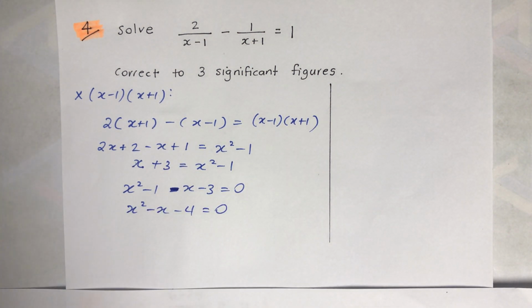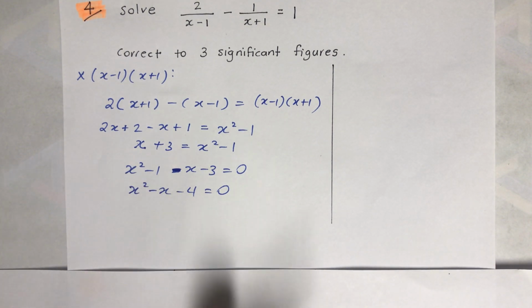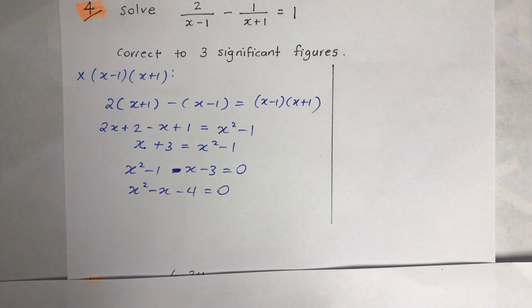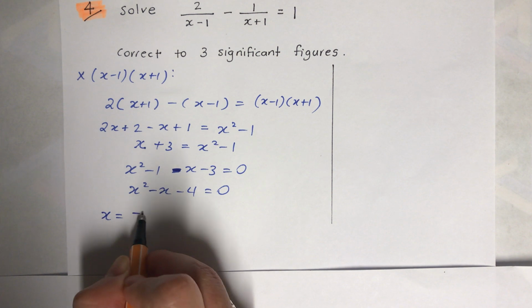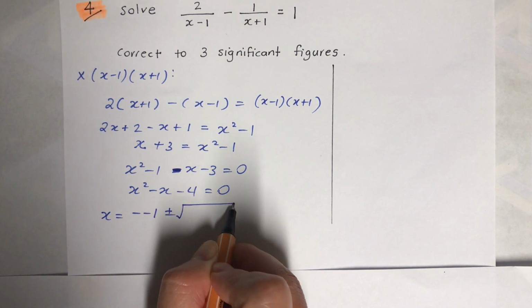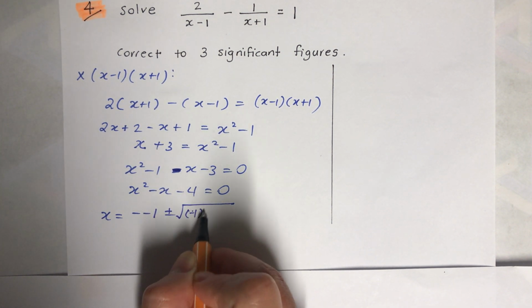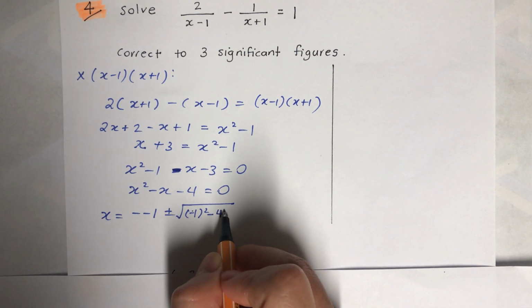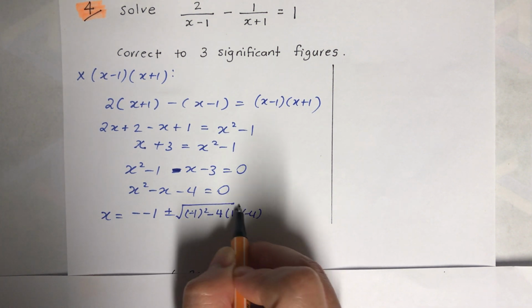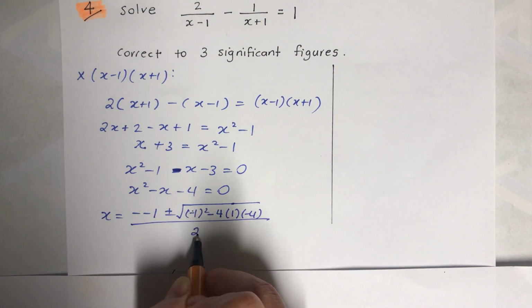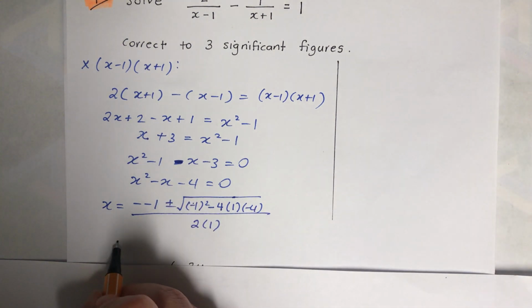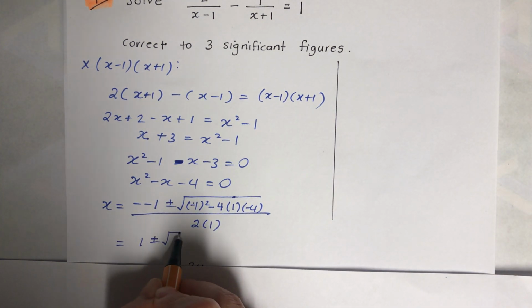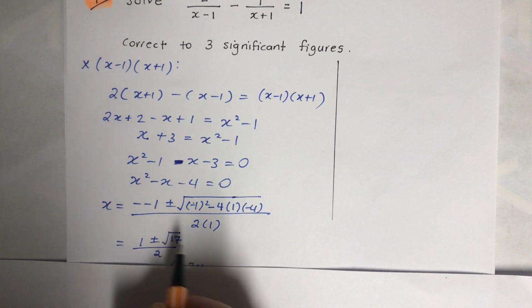Excellent. Now, we can't factorize this normally, because factors of 4 are not going to give us 1. So, quadratic formula: b minus 1 plus minus 1 squared minus 4ac, over 2a. Okay, so when I do that, 1 plus minus 17 over 2.